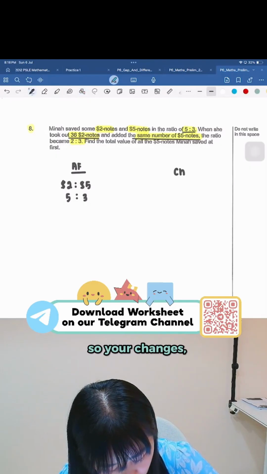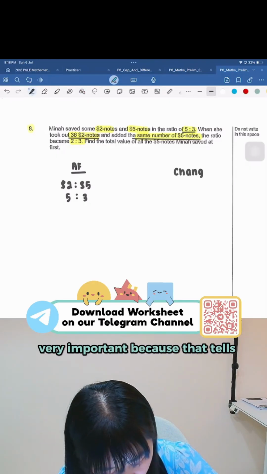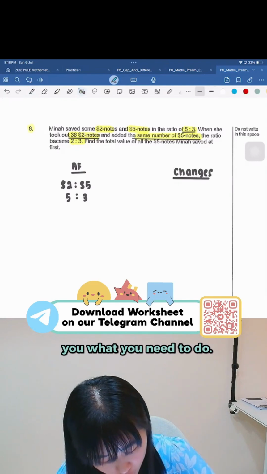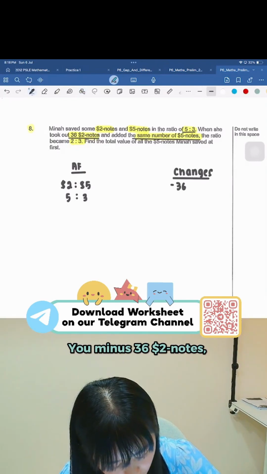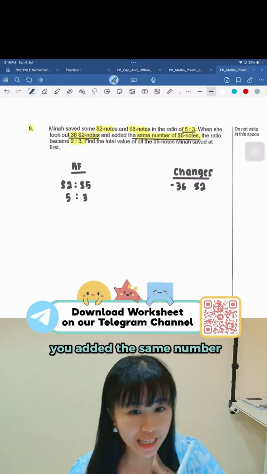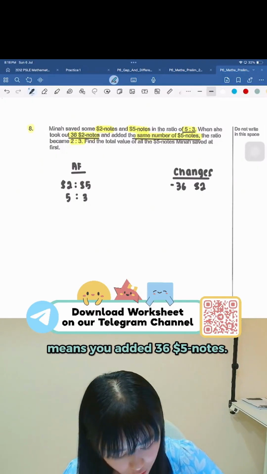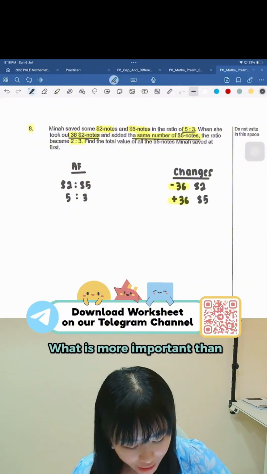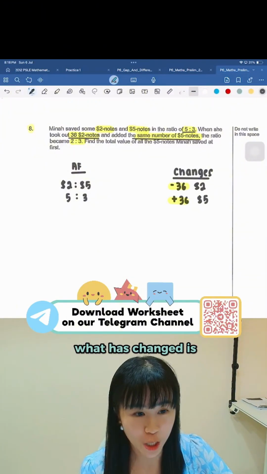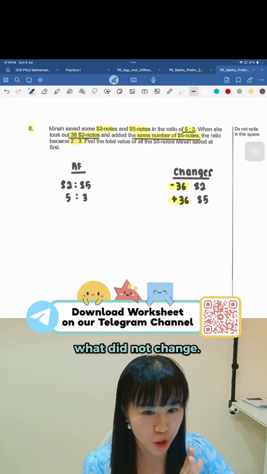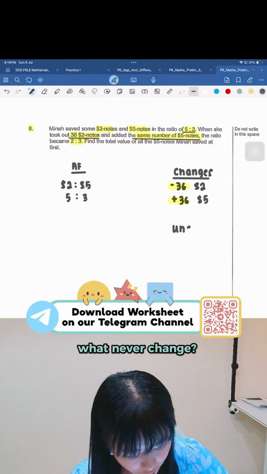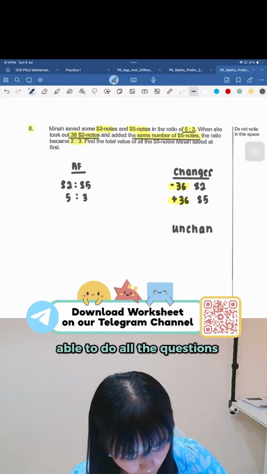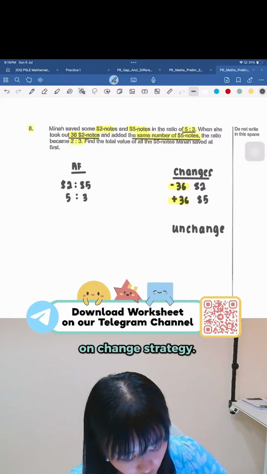So your changes are very, very important because that tells you what you need to do. You minus 36 $2 notes, you added the same number, which means you added 36 $5 notes. What is more important than what has changed is what did not change. Can you all tell me what never changed? Because this will help you to do all the questions on the change strategy.